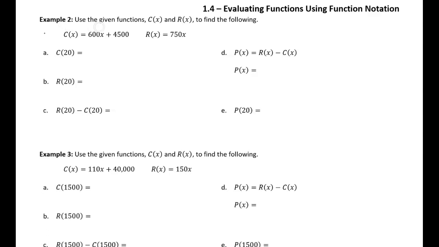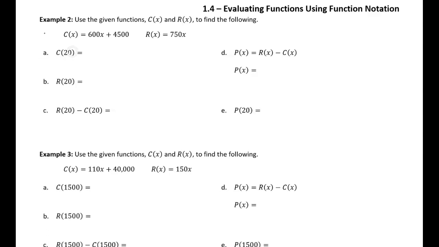In example 2, we want to use the given functions C of x and R of x to find the following. So we have a new label for our functions. We have this capital C, capital R, but otherwise they're going to act in the same way. They are still functions. So when we see this C of x, this is the y value for this particular function of C here. So we have C of x is equal to 600x plus 4,500. And we have R of x is equal to 750x. So those are my functions that I'm working with for this particular example.